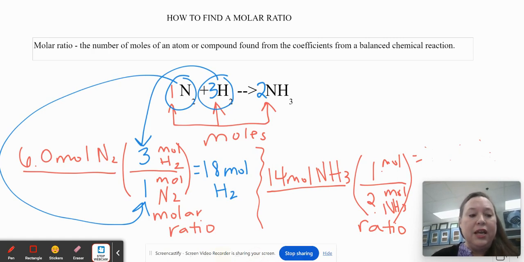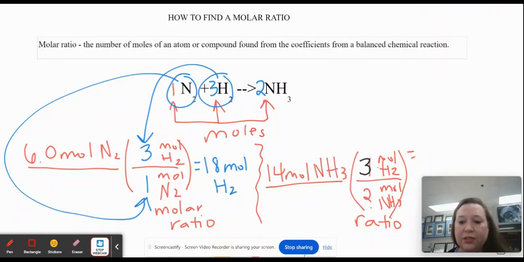So let's say that I want to know hydrogen gas instead of nitrogen gas. So I need to change my coefficient to a 3. So this is a 3 to 2 ratio. For every 3 moles of hydrogen gas, I need 2 moles of ammonia to be produced. So 14 times 3 is 42, and I'm going to divide that by 2, so I get 21 moles of hydrogen gas. And that's how you use a molar ratio to start your stoichiometry problems.